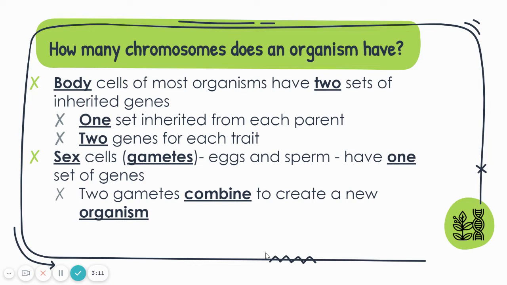Sex cells, also called gametes, which are eggs and sperm, they only have one set of genes. So those two gametes are going to combine in order to create a new organism. That's what those sex cells are used for. So eggs and sperm have half the number of chromosomes of a regular organism. That way, when they combine together, we can create a new organism with the correct amount of chromosomes.